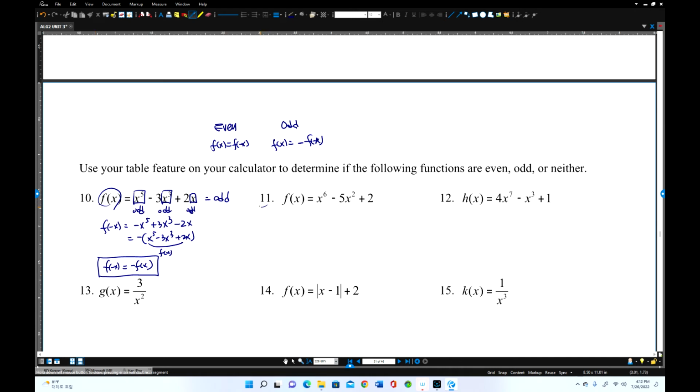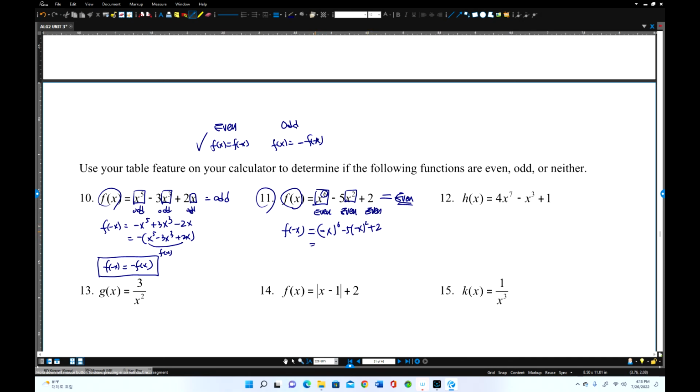Now I'm going to try this one. This has exponent 6, an even number, so that is an even function. This is an even function. 2 is a constant, also an even function. Altogether, we can now say f of x is an even function. But we can prove it algebraically. Prove algebraically, what is it? F of negative x. This one, right? Check it out. It's going to be the same expression. Negative x to the 6, 5 times negative x squared plus 2.